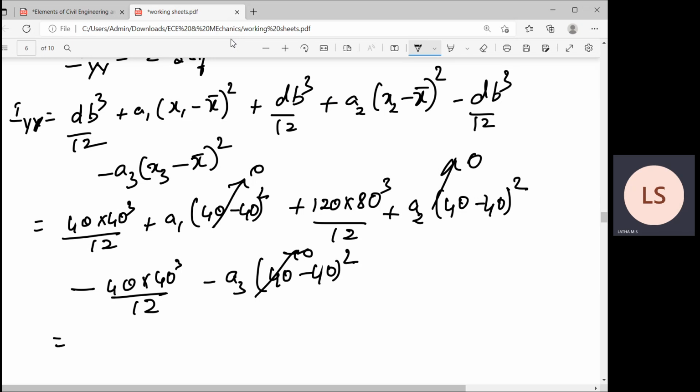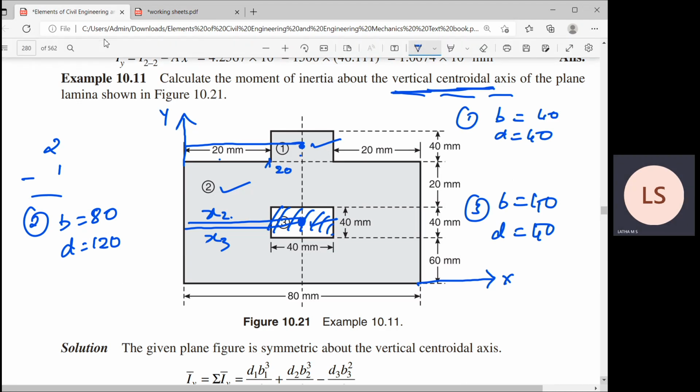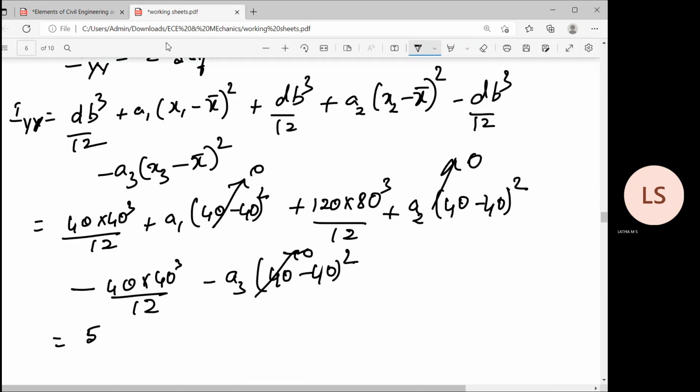What I'm left with, when I sum up and calculate the value, is equal to 5.12 into 10 power 6. The unit is mm to the power of 4.